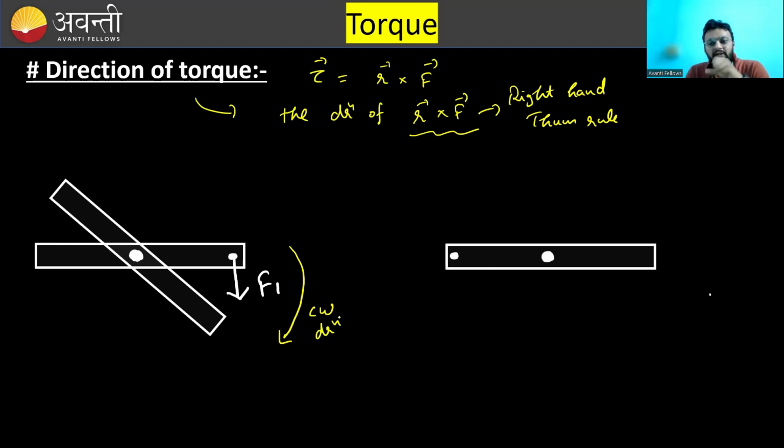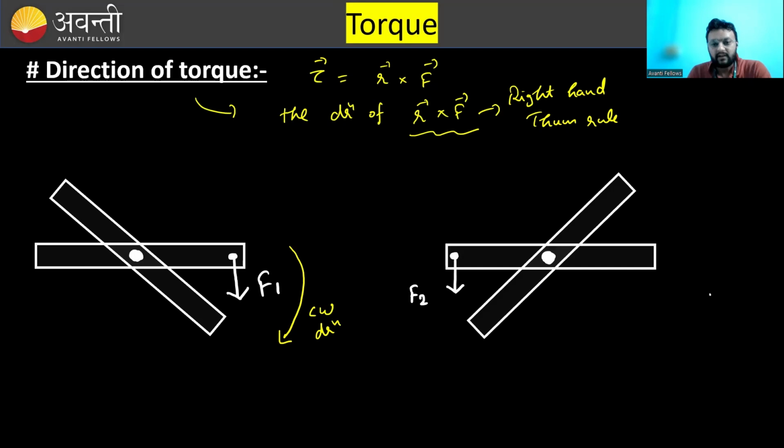Now on the second rod, which is also hinged at the center, I have applied a force F2. Can you guess in which direction it will rotate? Yes, it will rotate like that, so it is rotated in the anti-clockwise direction. So the force has rotated the rod, and in one case it is clockwise and in the other case it is anti-clockwise.